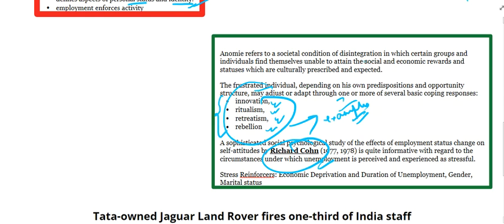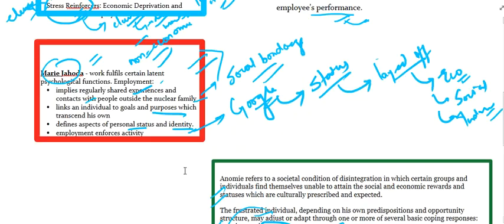Coming to anomie, we have already discussed. Richard Cohn, we have already discussed here. Richard Cohn did a very in-depth socio-psychological study of the effects of employment and how this change in employment affects the employee and the society as a whole. The stress reinforcers we have just discussed.